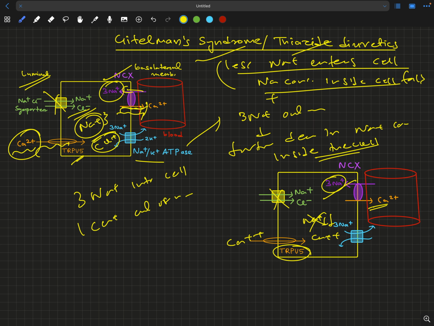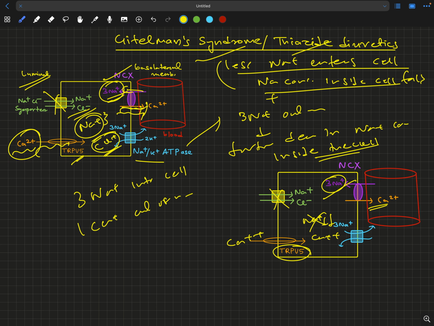So the thing is that now NCX works harder. If you give the patient thiazide diuretics or Gitelman syndrome, the NCX works harder. The intracellular sodium is already low, so what will happen? It will try to rush sodium into the cell. If you rush sodium into the cell, you have to pump calcium out of the cell towards the blood. Since NCX brings sodium into the cell, it works more efficiently. More sodium enters and at the same time more calcium is pushed into the blood, so intracellular calcium is decreased.